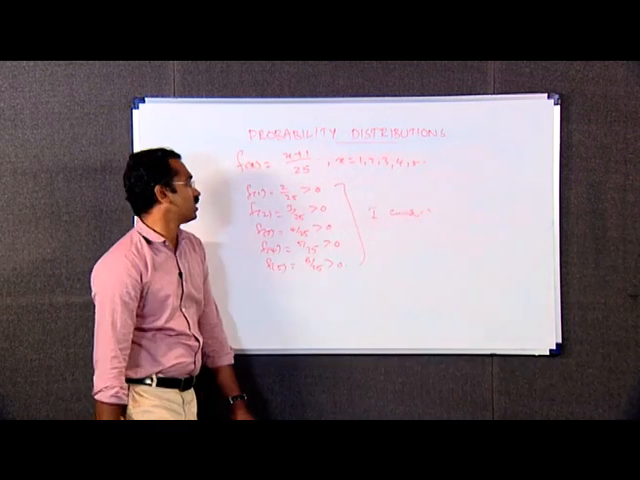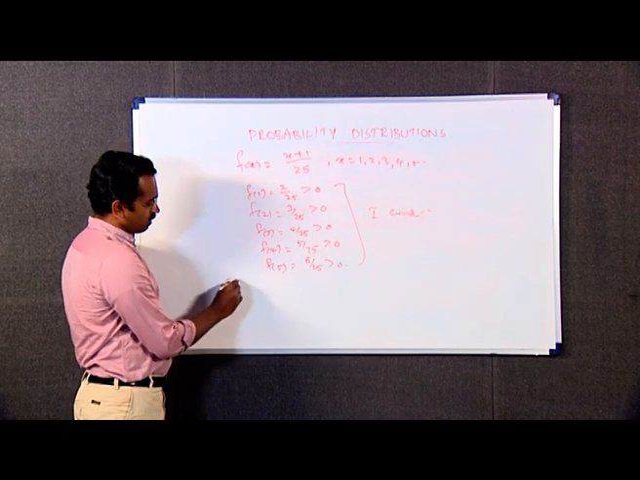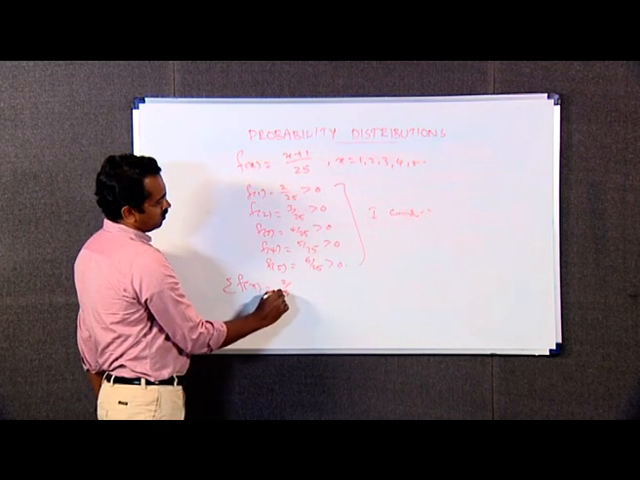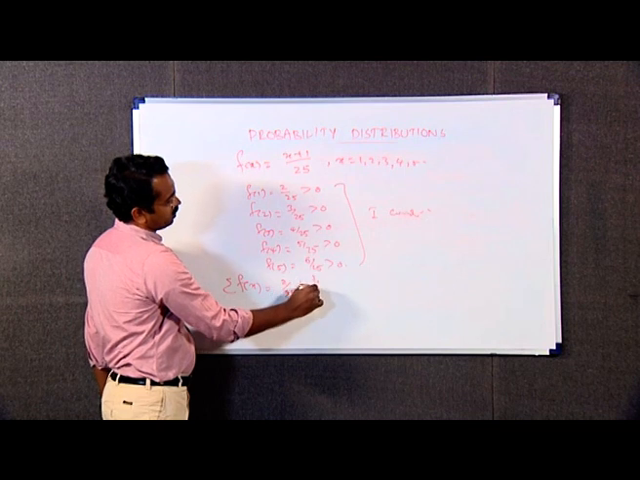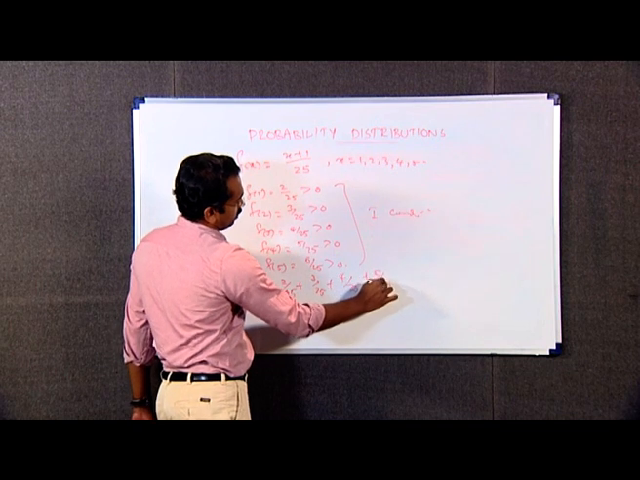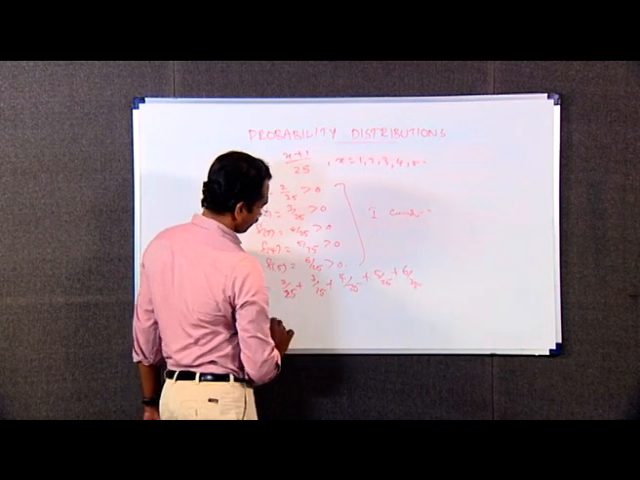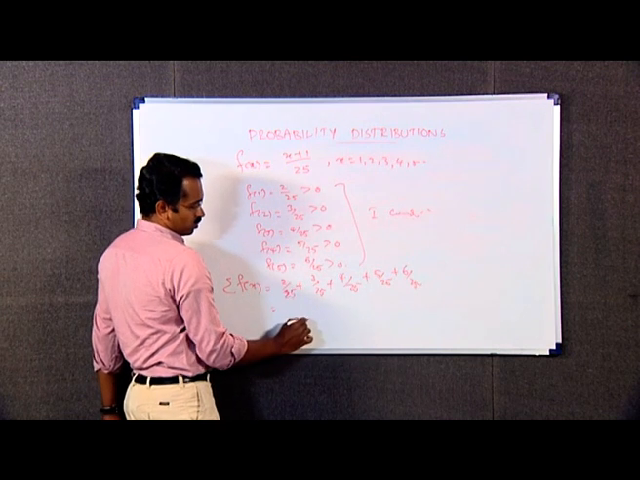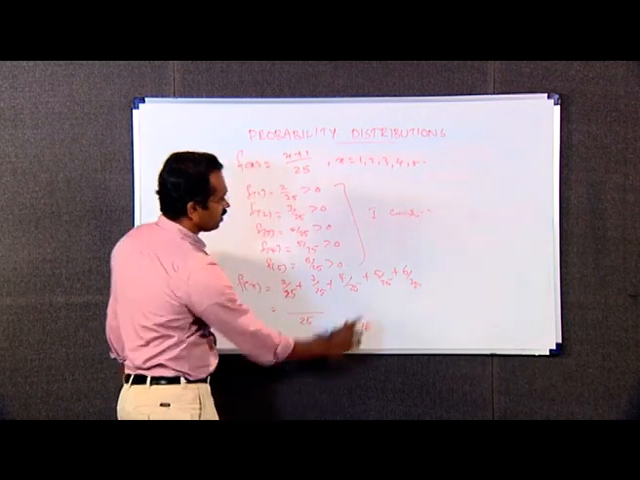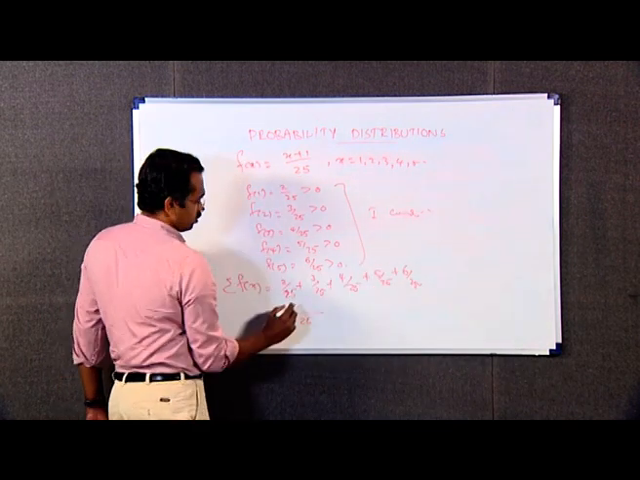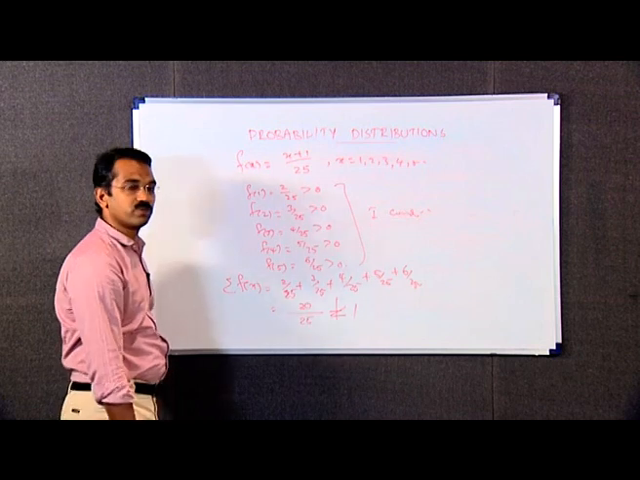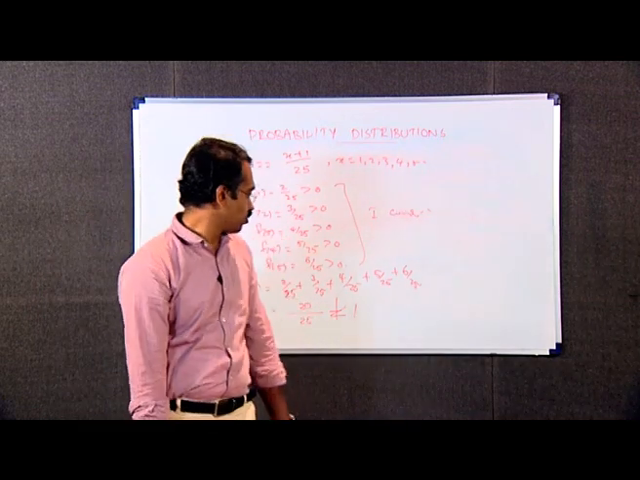Now, we have to check the second condition, that is summation f of x equal to 2 by 25 plus 3 by 25 plus 4 by 25 plus 5 by 25 plus 6 by 25, which is equal to 2 plus 3, 5, 5 plus 4, 9, 9 plus 5 is 14, 14 plus 6 is 20, 20 divided by 25, which is not equal to 1.